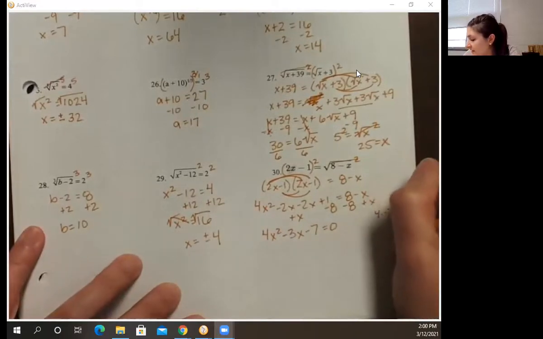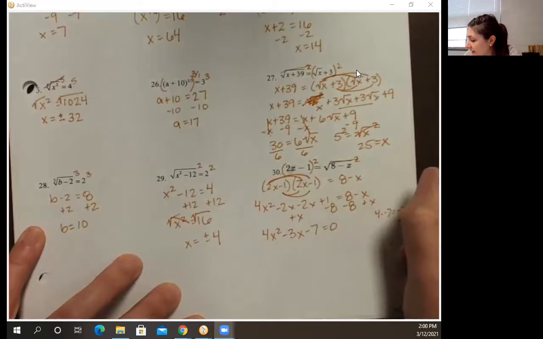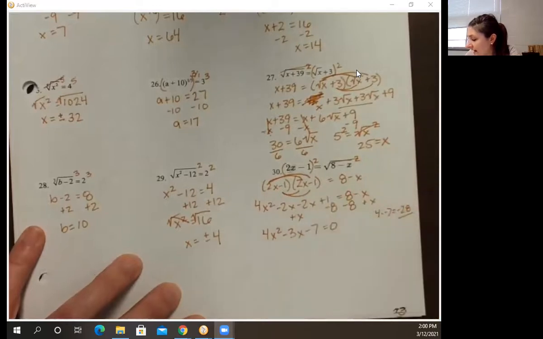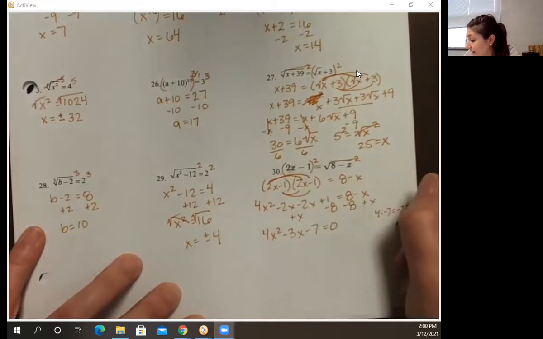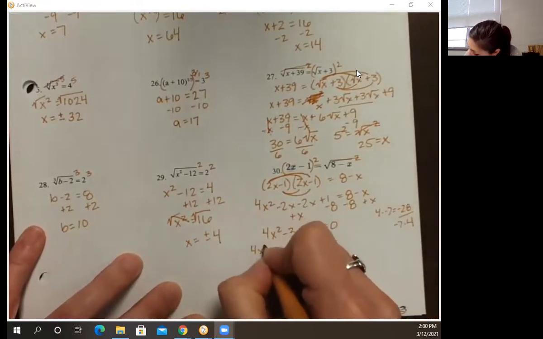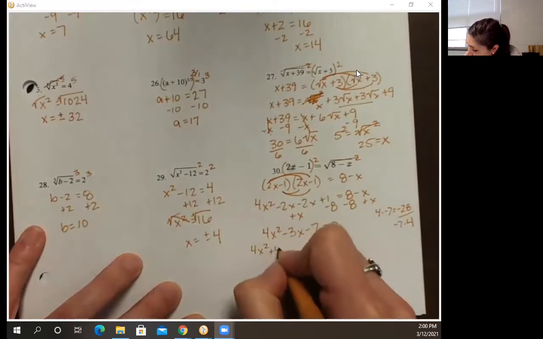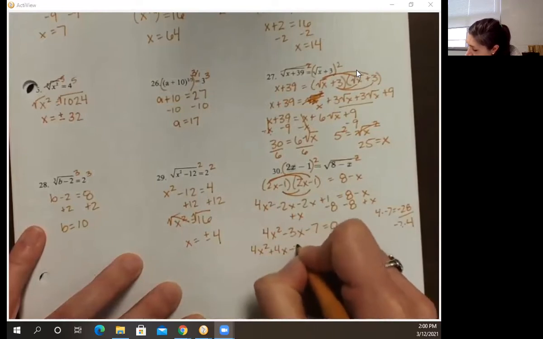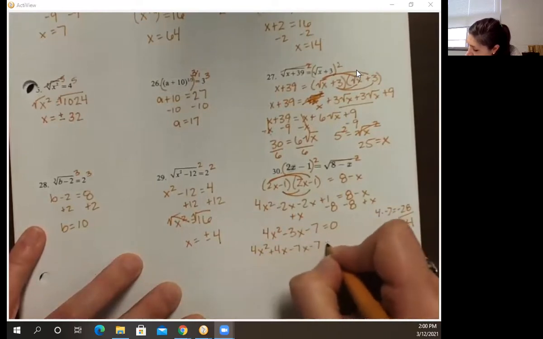4 times negative 7 gives me negative 28. I want factors of negative 28 that add to negative 3. Well, that would be negative 7 times 4. So this would be 4x squared, plus 4x minus 7x minus 7.